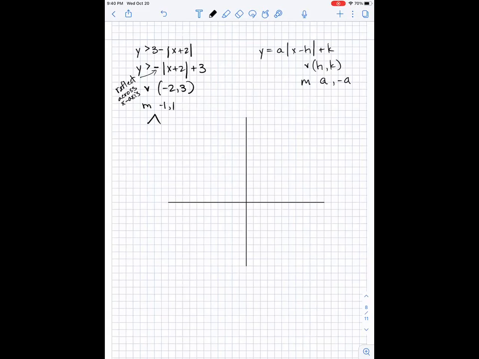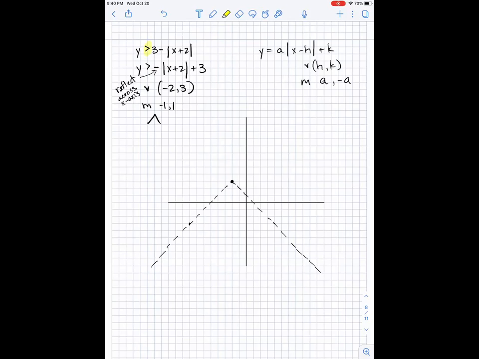Vertex at negative 2, positive 3. I have slopes of 1 and negative 1. Put a reference point out here, a reference point over here, and I can put in my dotted line. Again, it's a broken line because it is a greater than symbol. It means that the border is not included.